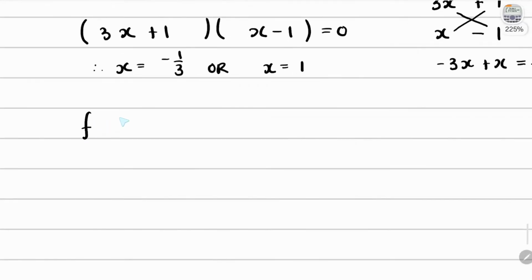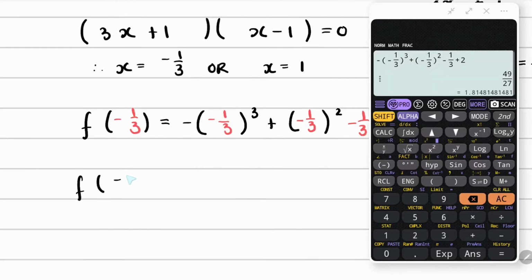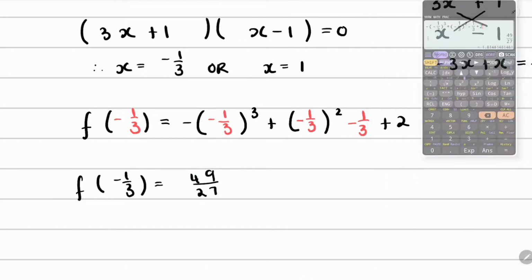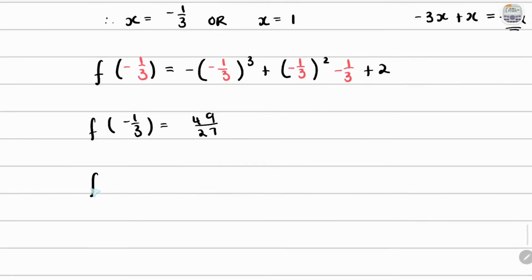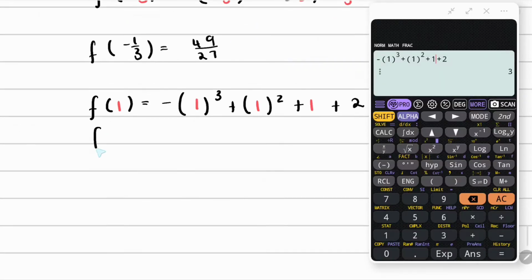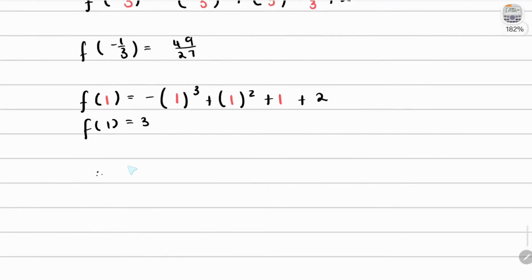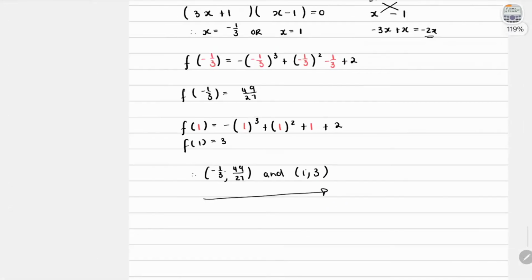Okay, so we're just going to say f of negative 1 over 3 and find out what that would be. And when we substitute, we get 49 over 27. Okay, so that's the first one. And then the second one, let's go ahead and find that. Okay, and the second one is f of 1. So let's substitute that. And when we substitute 1, we get 3. So our turning points are simply negative 1 over 3 and 49 over 27, and 1 and 3. And those are our turning points. And that is our answer.